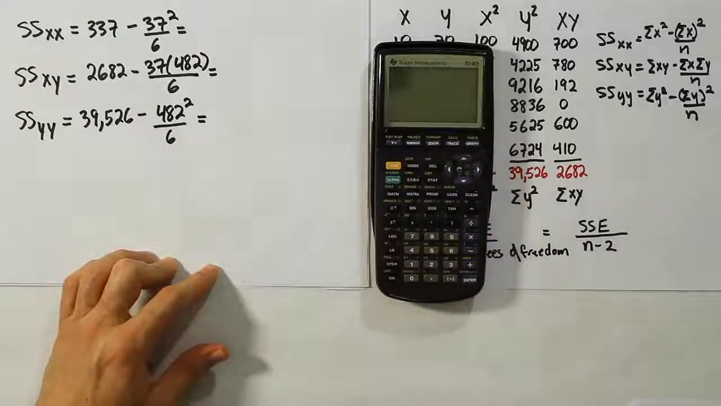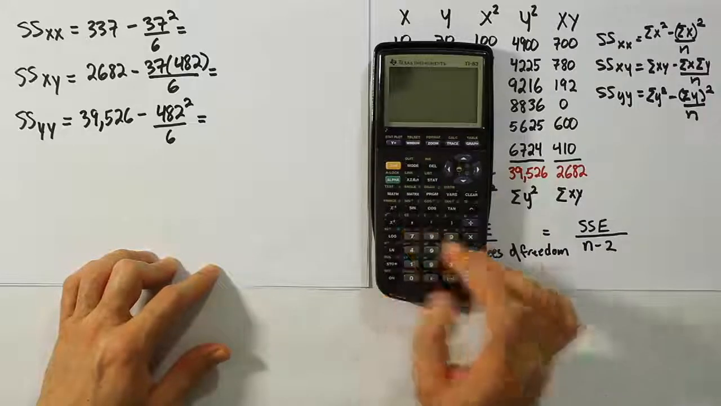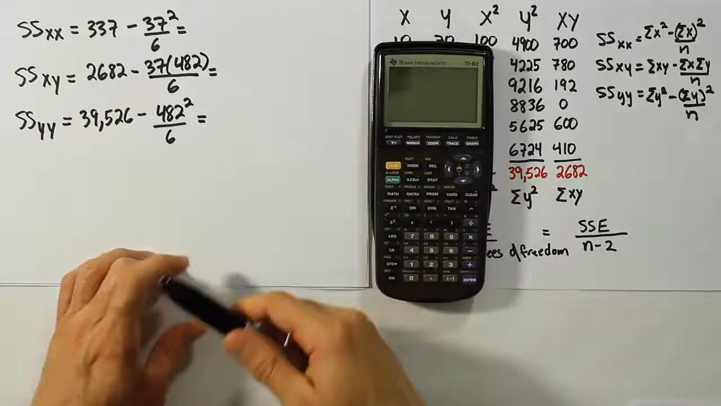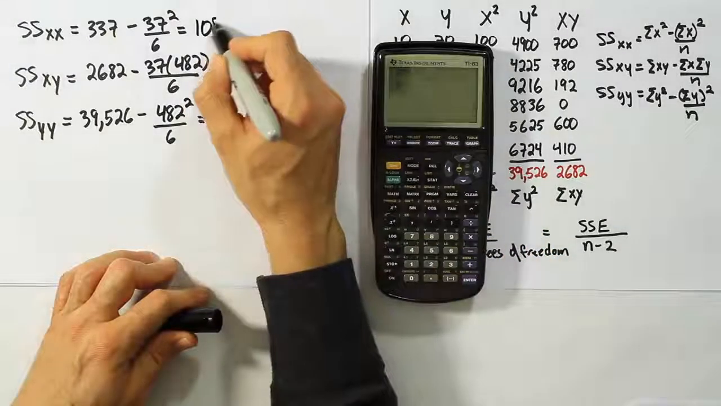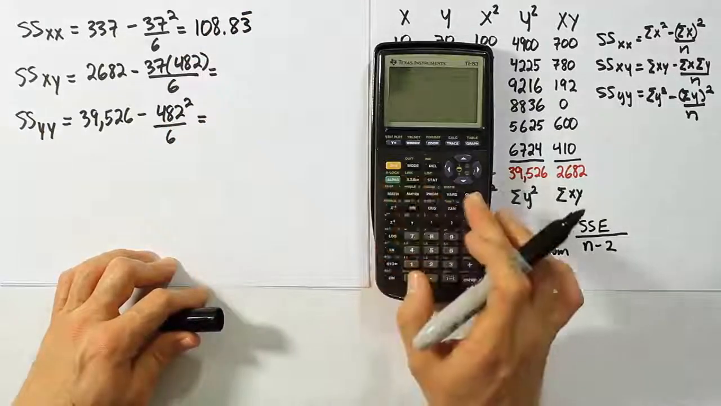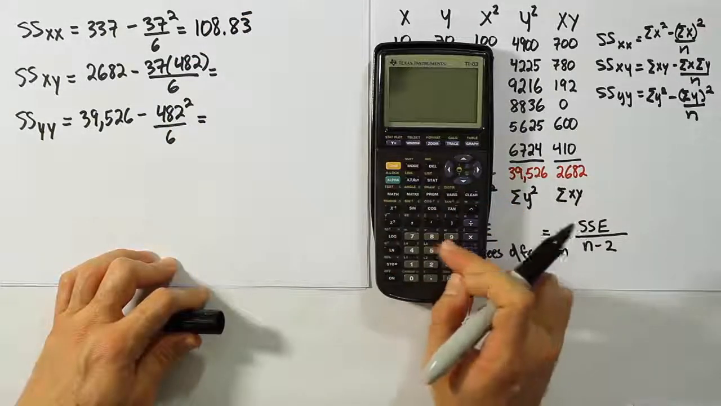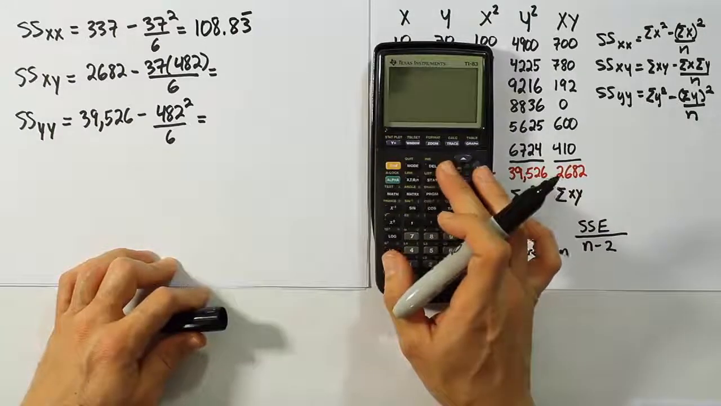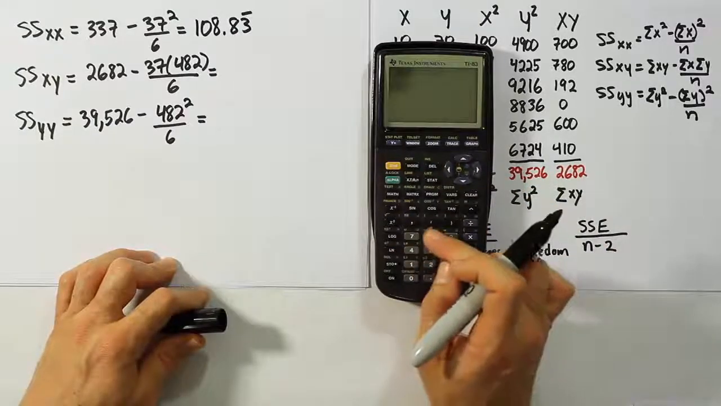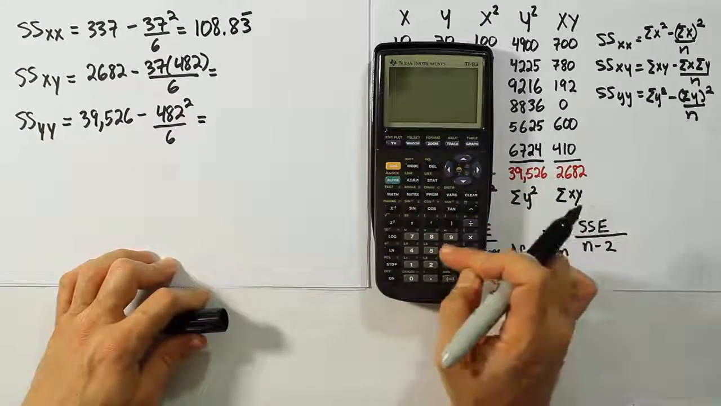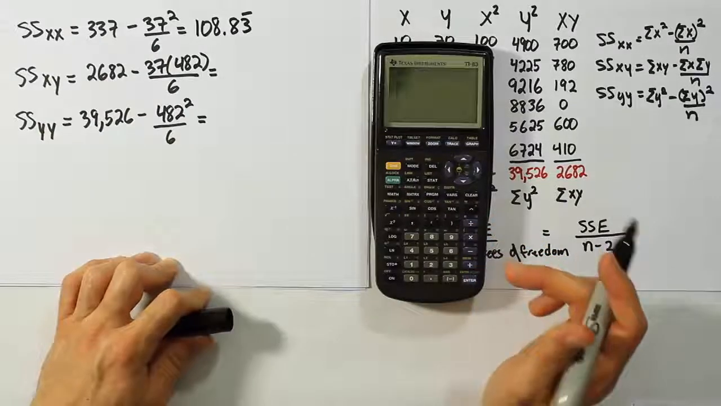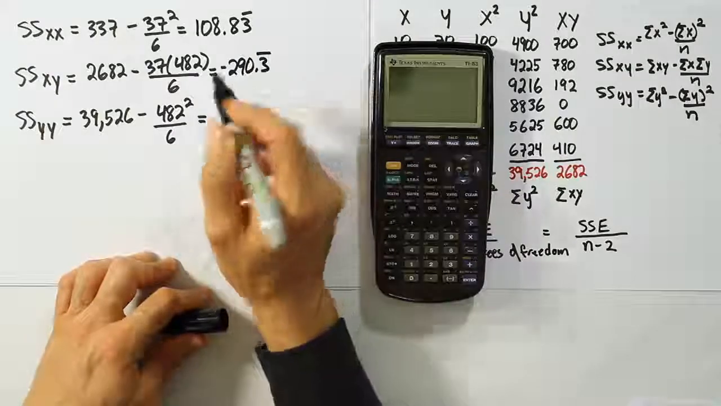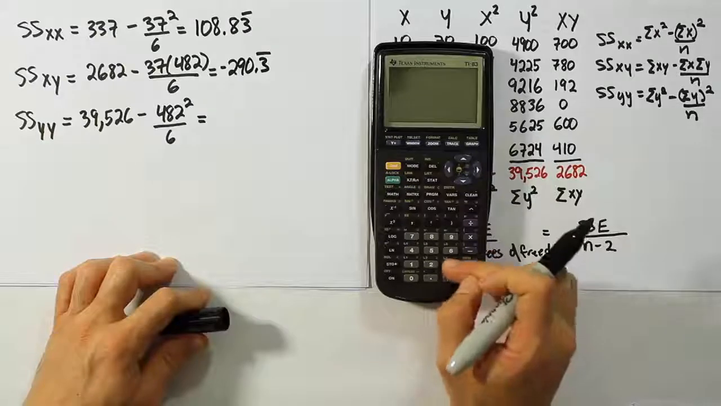Okay, so starting with the first one there, we will have 337 minus 37 squared divided by 6. And when you're done, you get 108.83 repeating. The next one is 2,682 minus 37 times 482 divided by 6. And we're done with that, you get negative 290.3 repeating.